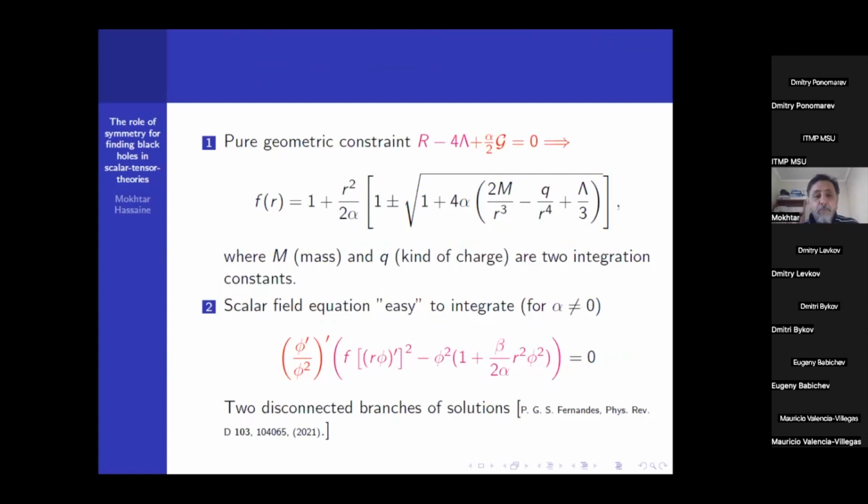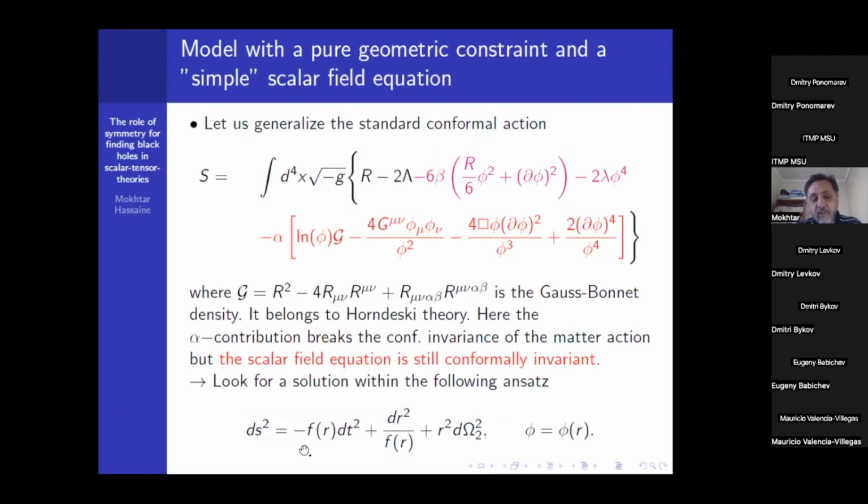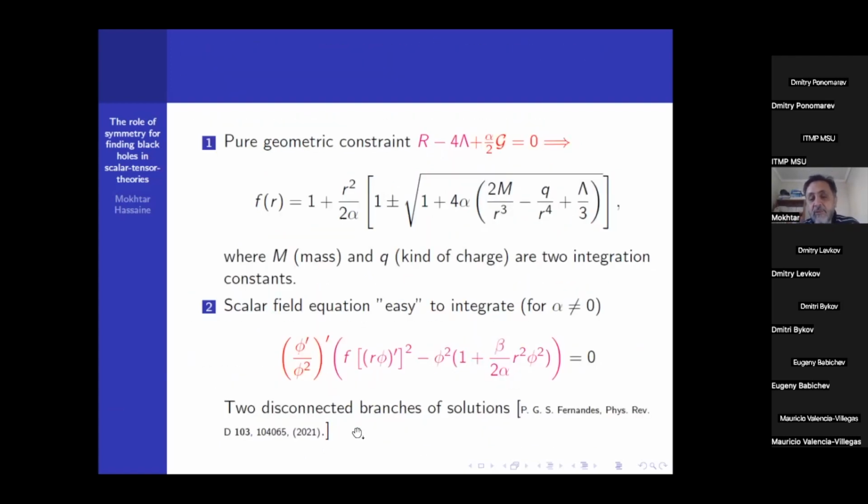But since we have a pure geometric constraint, now it's given by R minus 4 lambda, as it was the case in the conformal case, but now we have plus this contribution of the Gauss-Bonnet term equal to 0. This is a quadratic equation. That's why we have a square root that appears, because G is quadratic in the curvature. So when you solve this constraint for this specific ansatz, it's very simple because you end up with a second order equation. Of course, you have two branches. One has a GR limit and the other has not the GR limit.